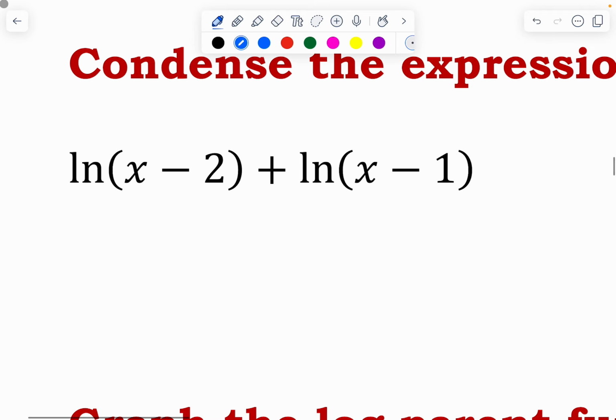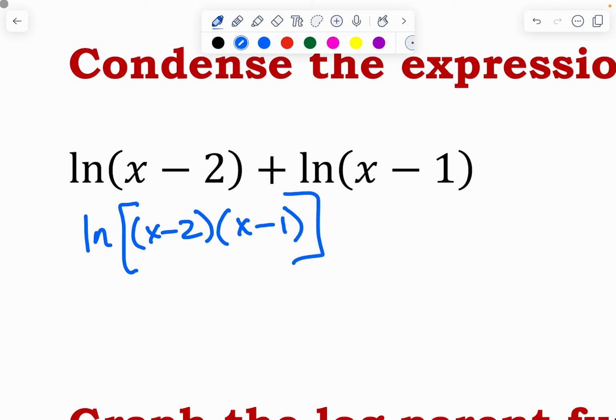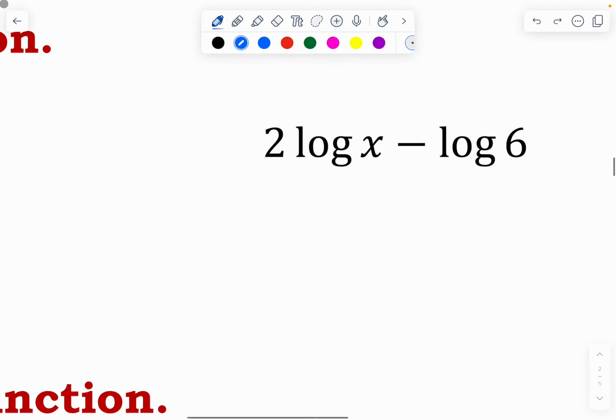So this, I see addition, which can be condensed with multiplication. I would be okay with that answer. I would also be okay with when you actually FOIL it. I see an x squared when you multiply x times x, I see a negative x, and a negative 2x is a negative 3x. And I see a positive 2, I FOILed, and they're all in that parentheses. And remember, this natural log has an understood base of e. I don't write it, but it's there.